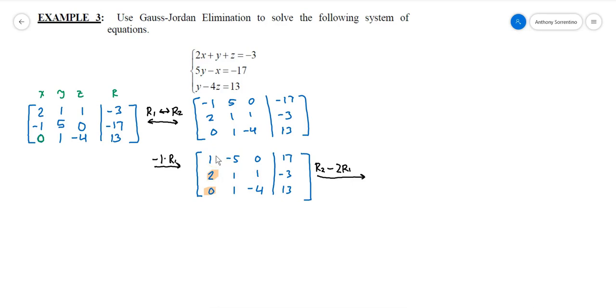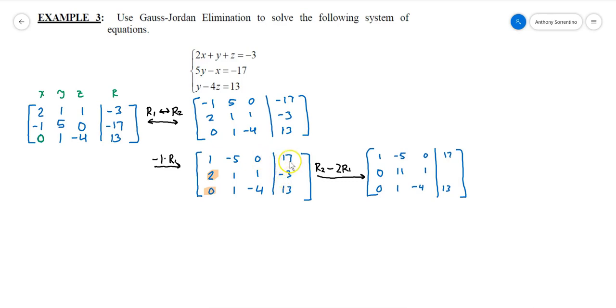But I have to make sure I do that for the entire row. So space out a little bit more. 1, -5, 0 being 17, 0, 1, -4 being 13. Those aren't going to change. So again, 2 minus 2 times 1 is going to give me the 0 there. 1 minus 2 times -5 is going to become 1 plus 10. That's going to give me an 11. 1 minus 2 times 0 is still going to be 1.